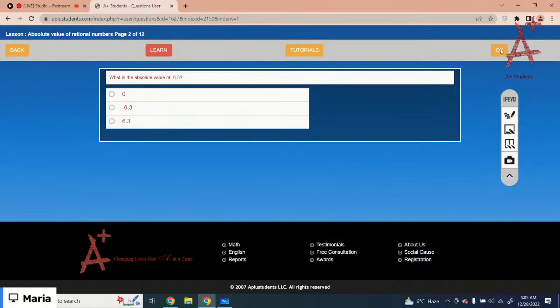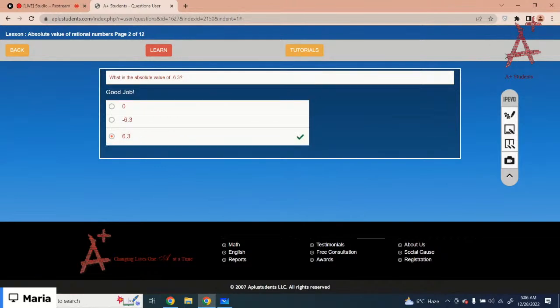Okay, what is the absolute value of 6.3? Which of the option is the correct one? It would be the last option is the correct one. Got it? The number is exactly same, but just it is a positive number. Got it? So just select the correct option and click on the Okay button.